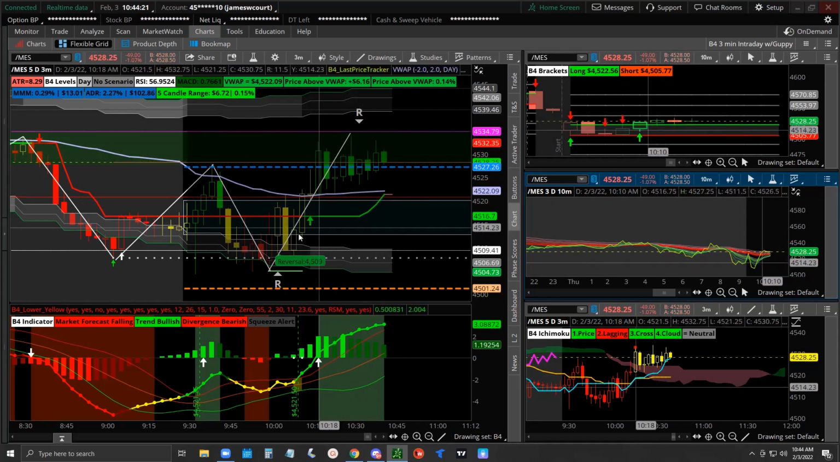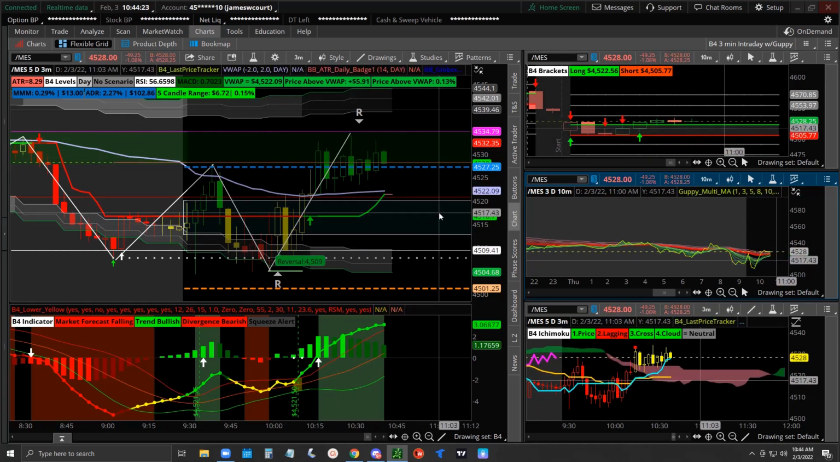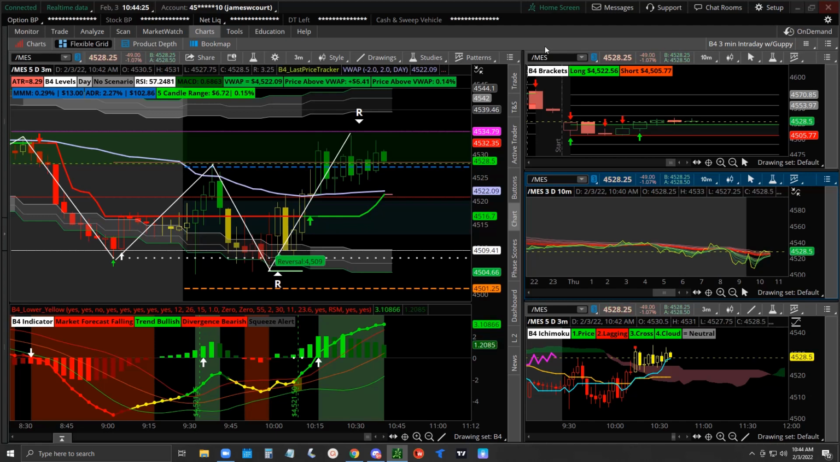So, 38 seconds, 35 seconds left. Bulls need to push this body up and not close it like this.